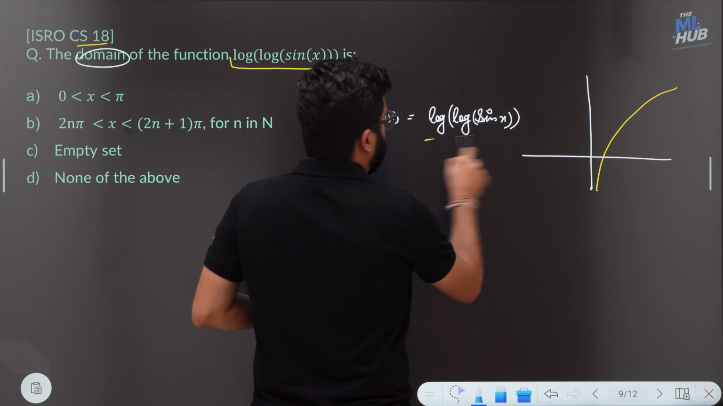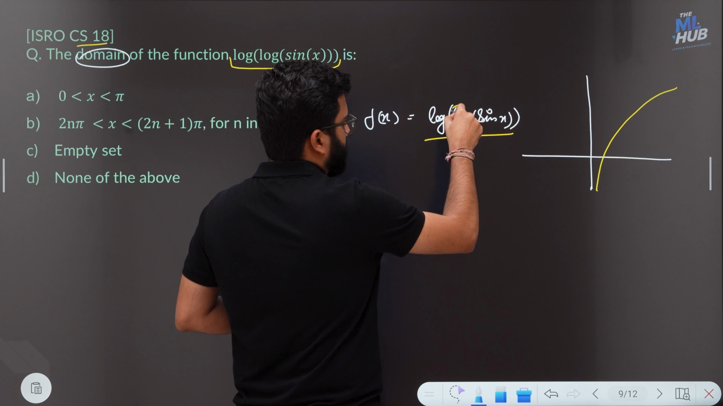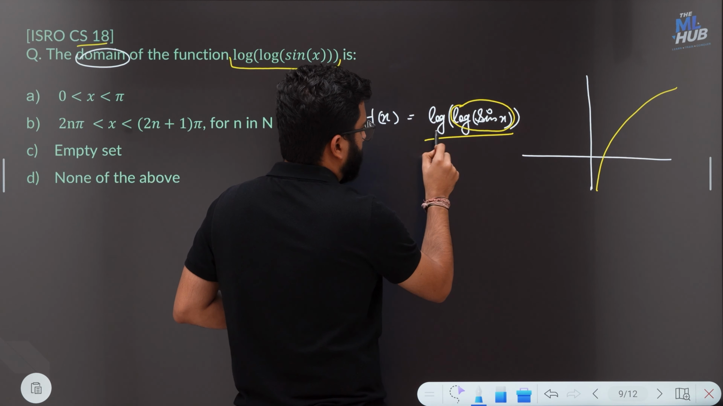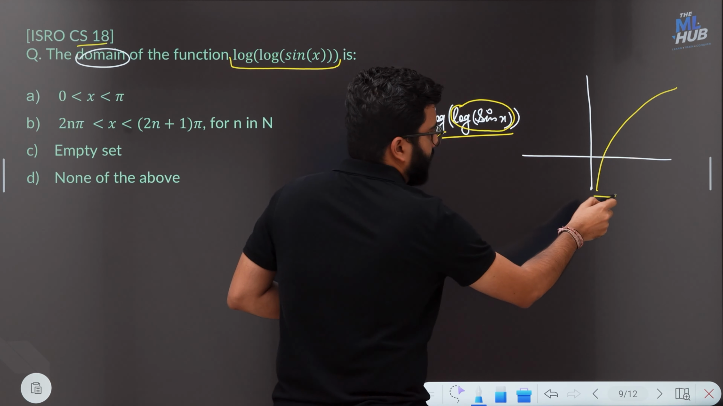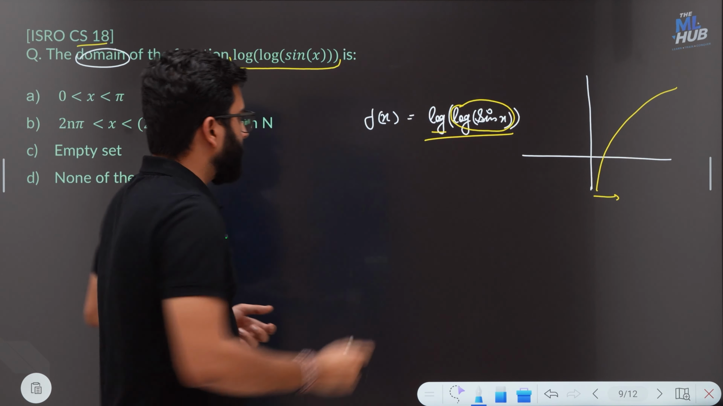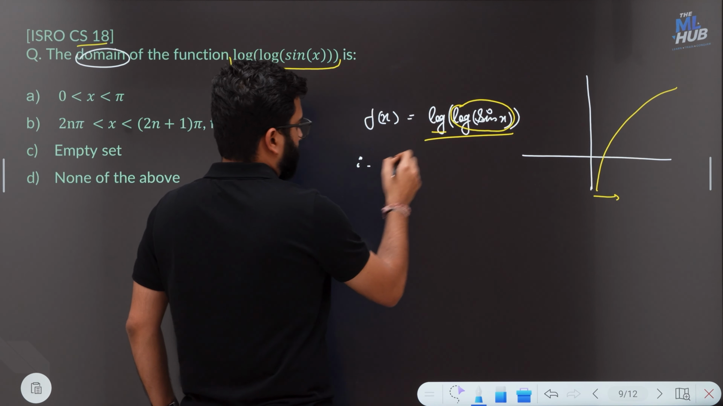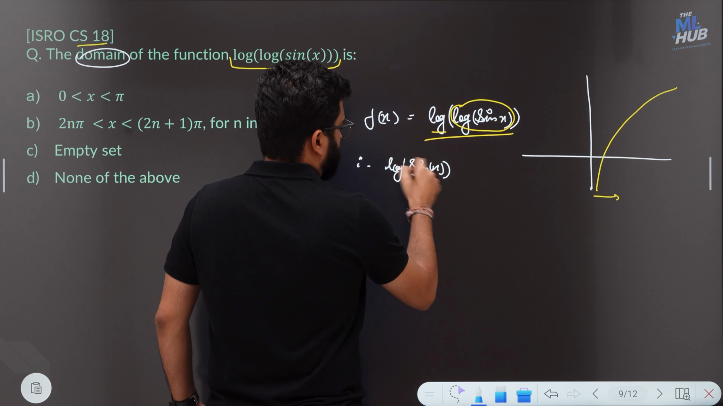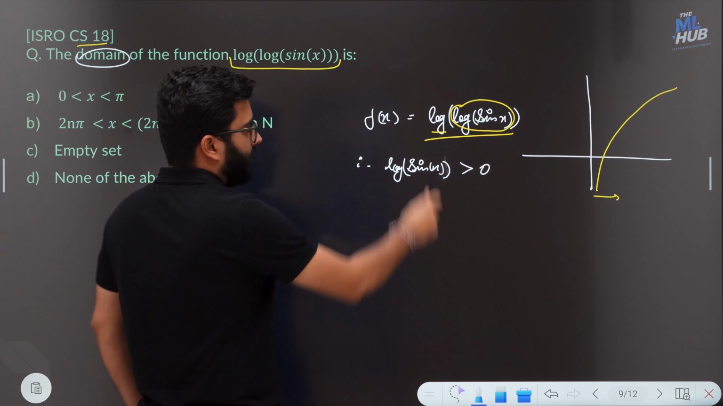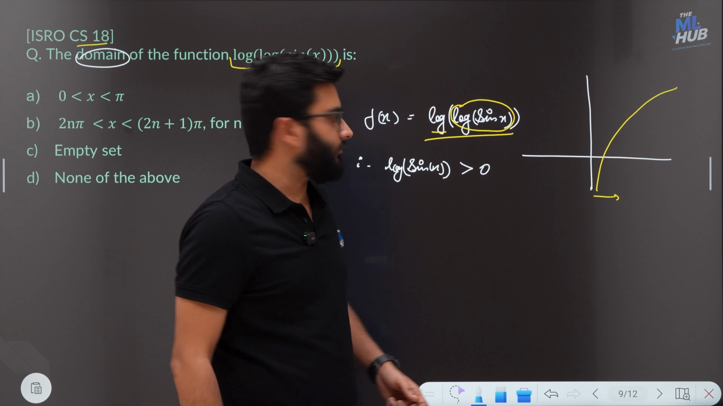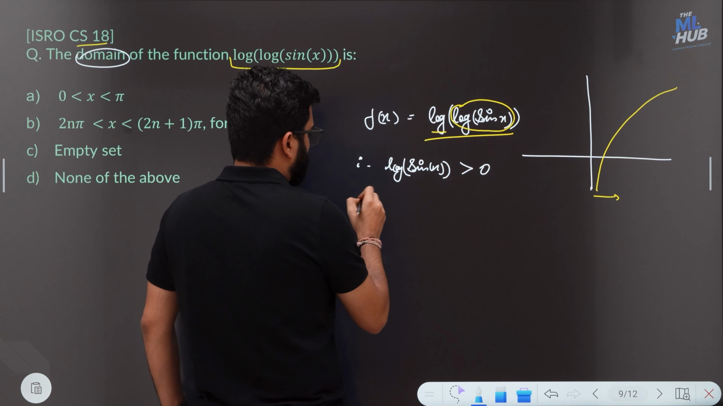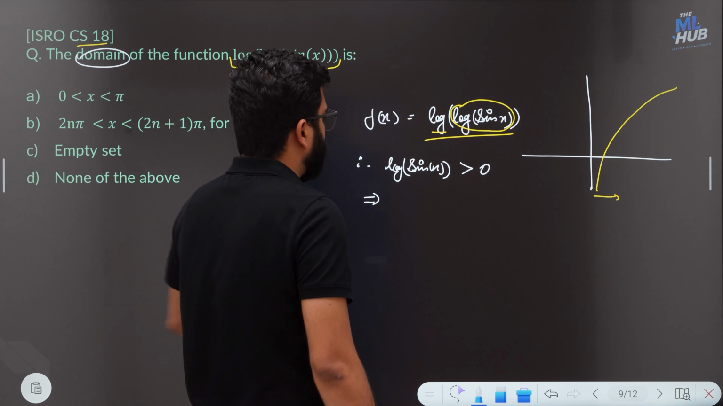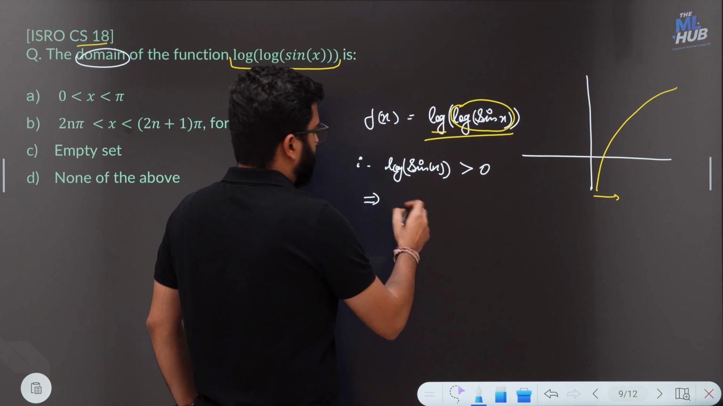So in order to find the domain, we need to first ensure that whatever is present inside the log should always be greater than 0. Otherwise, it is not defined. So therefore log sin x should be greater than 0. Otherwise this log itself will be undefined. So for this to be true, we further simplify this: log sin x greater than 0. We will be taking anti-log.